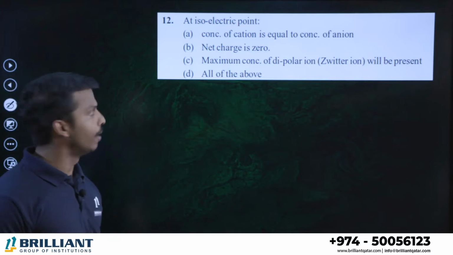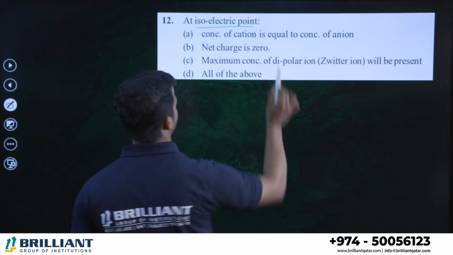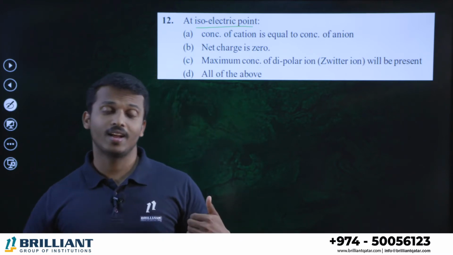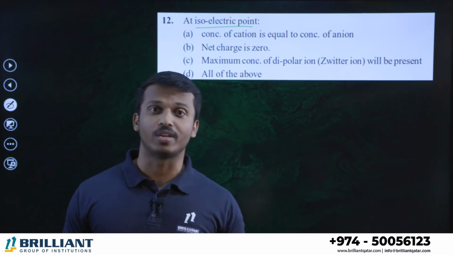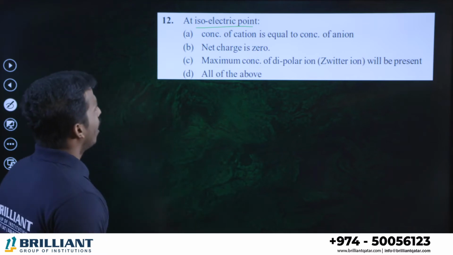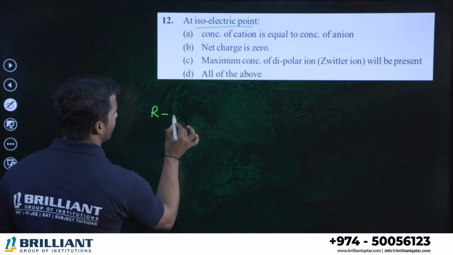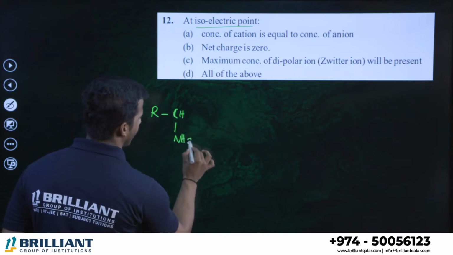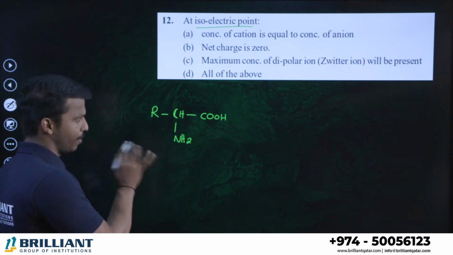Question number 12. At isoelectric point, which one is correct? Chapter is biomolecules. Protein, amino acid, Zwitter ion, right? Zwitter ions are which one? There is an isoelectric point, right? You know, what is an amino acid general representation? Let me take RCH NH2 COOH, right? This is called an amino acid.